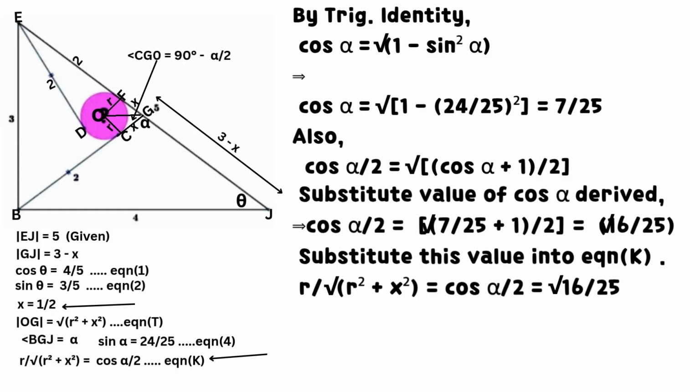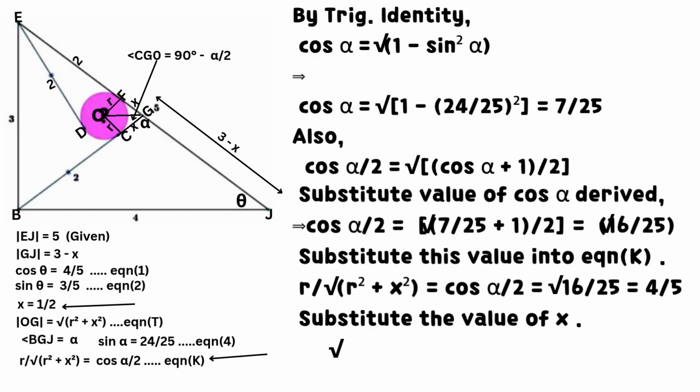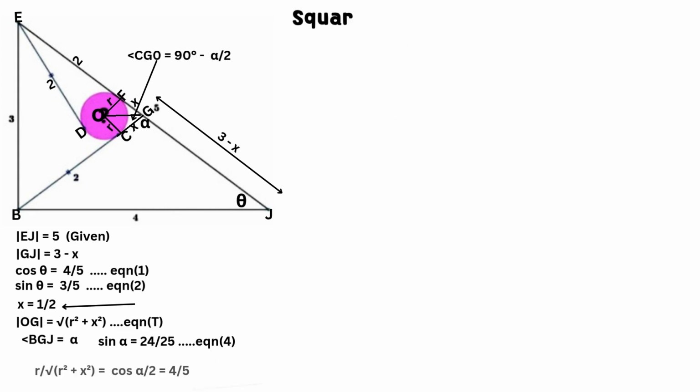Substitute this value into equation 5. We have that r divided by the square root of the sum of the square of r and the square of x equals 4 divided by 5. Substitute the value of x. That is, r divided by the square root of the sum of the square of r and the square of a half equals 4 divided by 5.